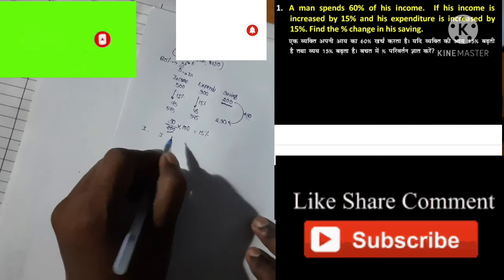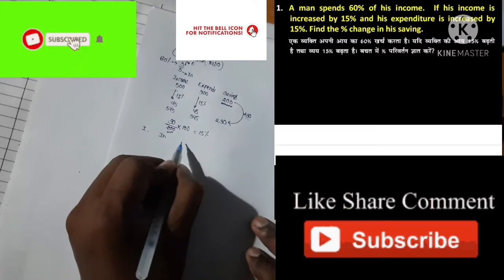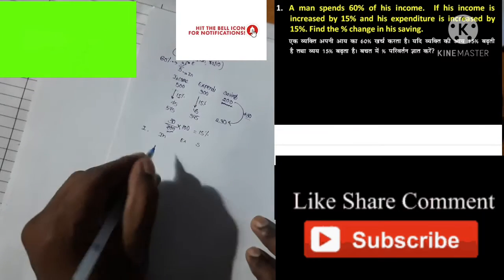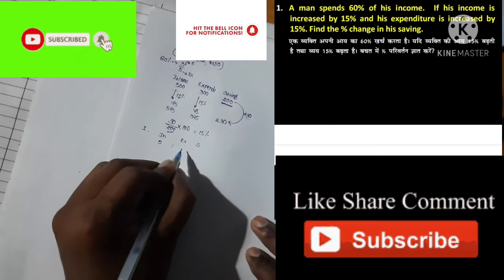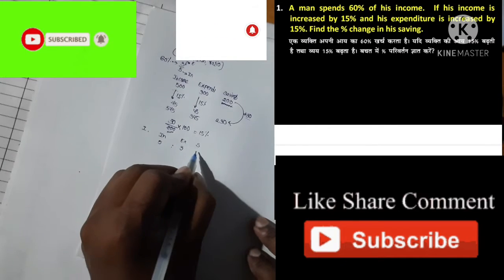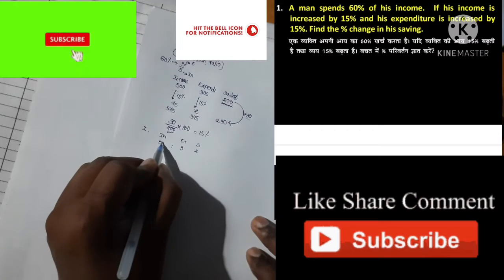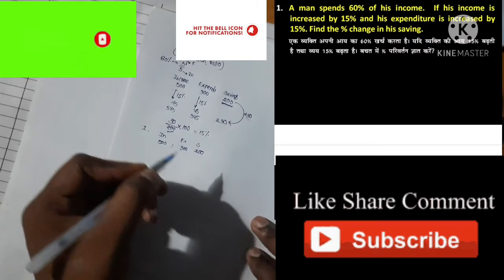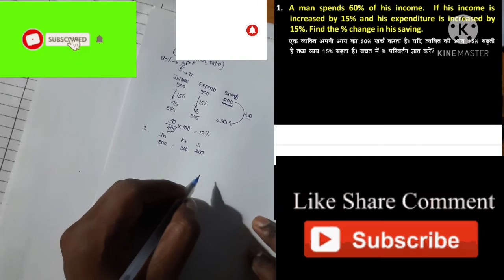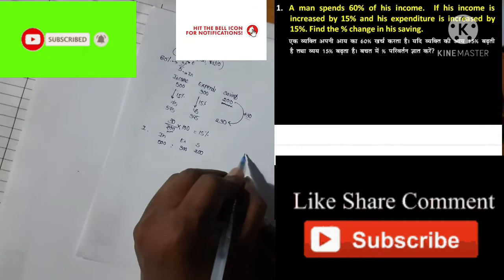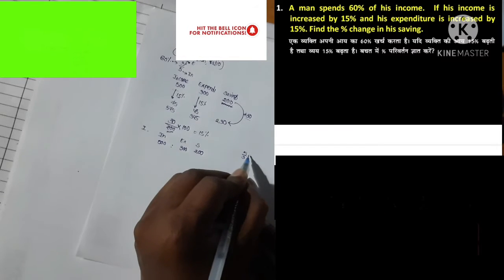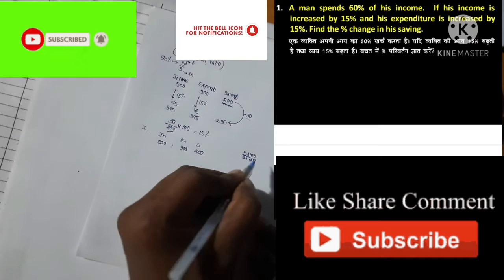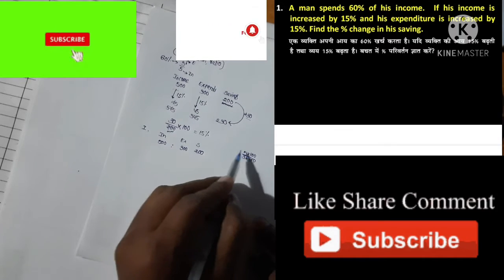So income, expenditure and savings are in the ratio 5:3:2. Here take 500, 300 and 200. So there is a fraction 5/3. We can multiply any constant in both numerator and denominator, the value is not changed.